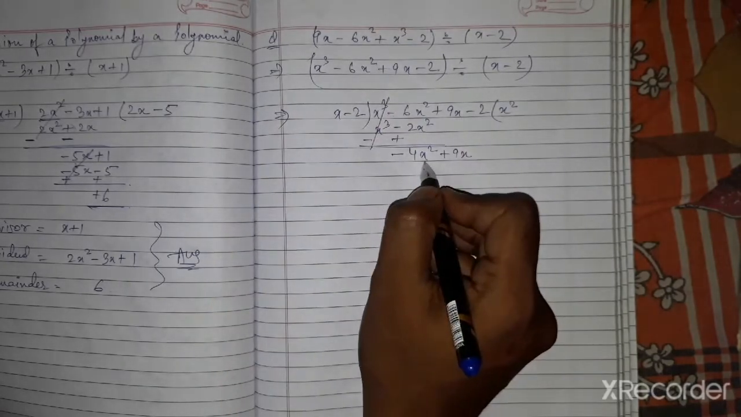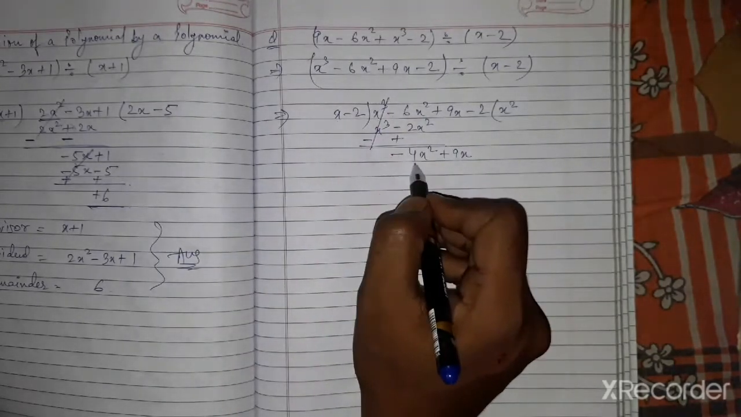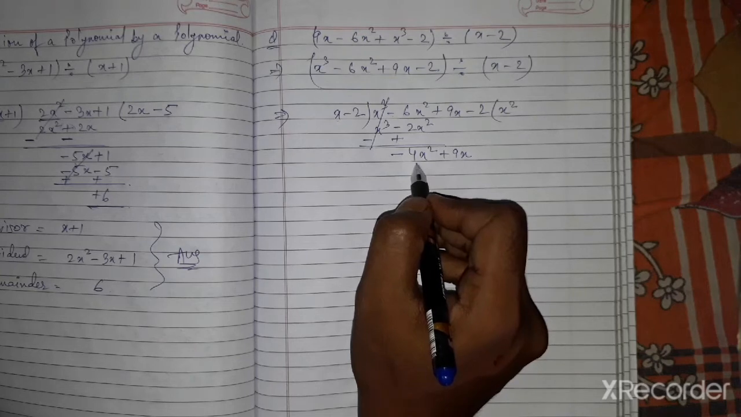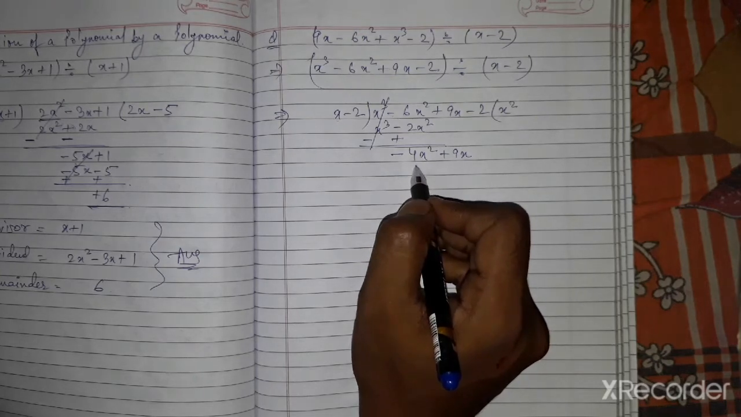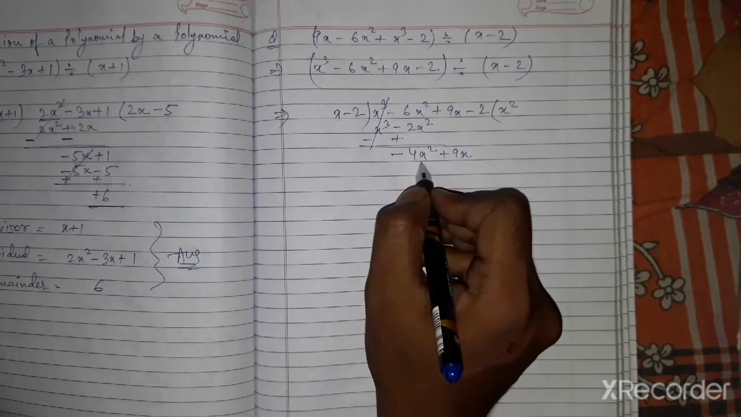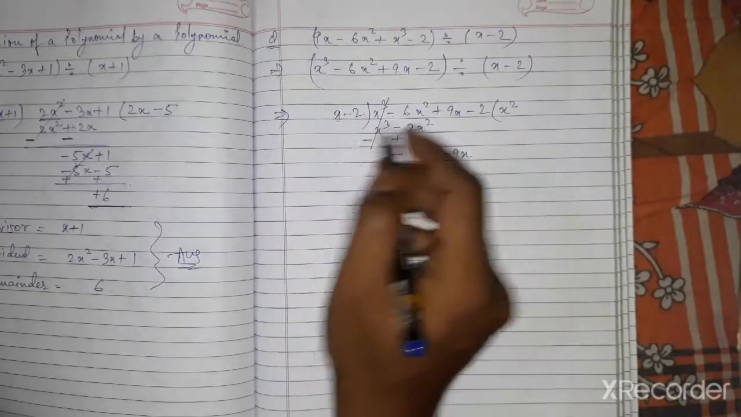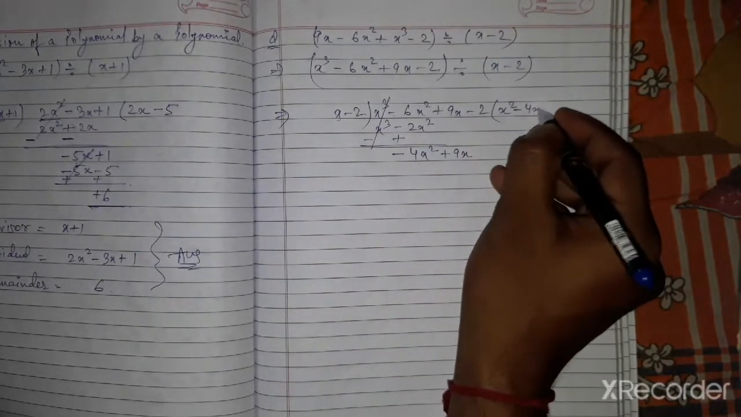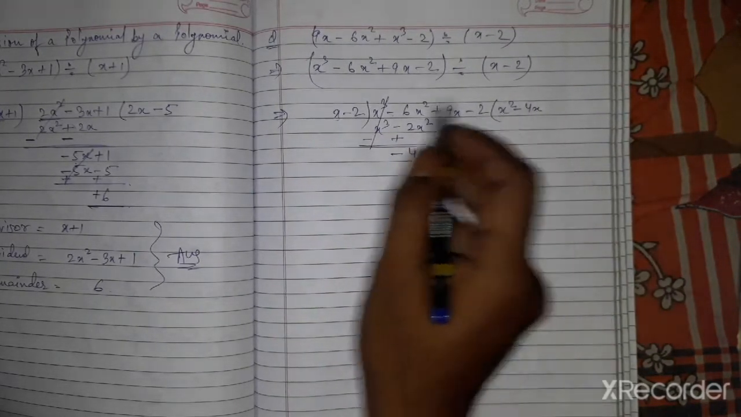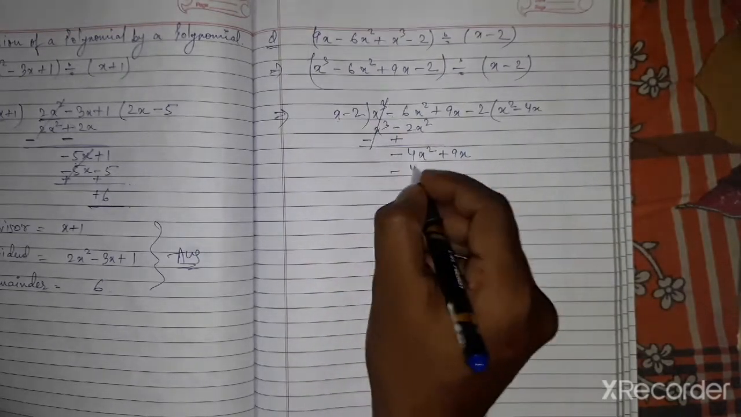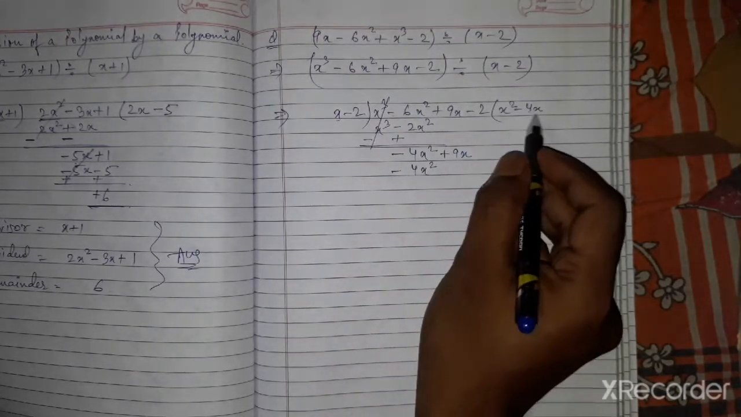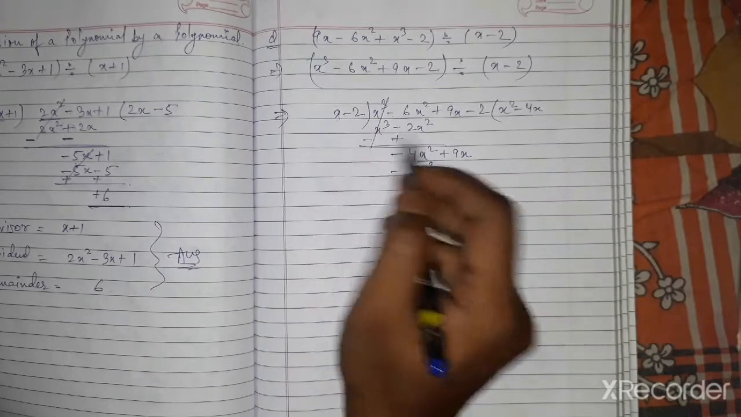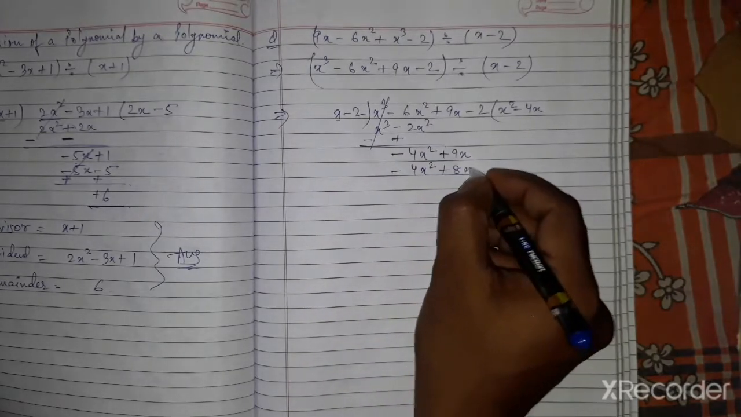Now how much I will multiply with x so that it becomes minus 4x square, as my prime motive is to eliminate the first term only. So my minus 4x square, how much I will multiply? Yes, I will multiply minus 4x. So when minus 4x is multiplied with x, it becomes minus 4x square. Minus 4x multiplied with minus 2, so it becomes plus 8x.